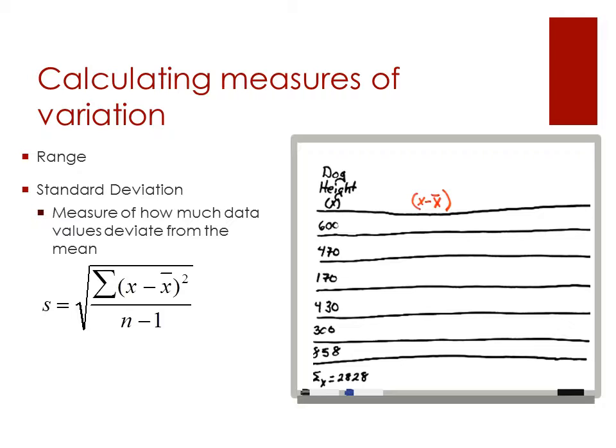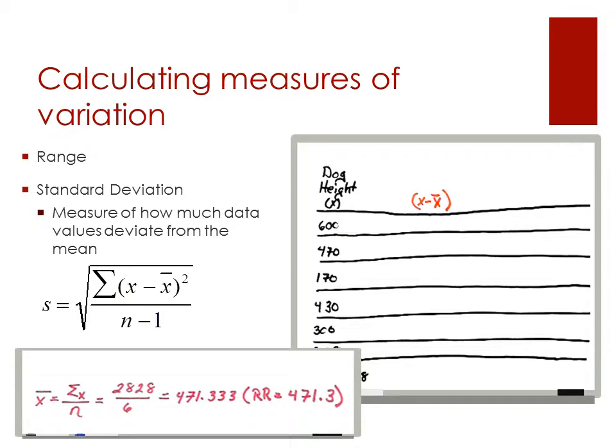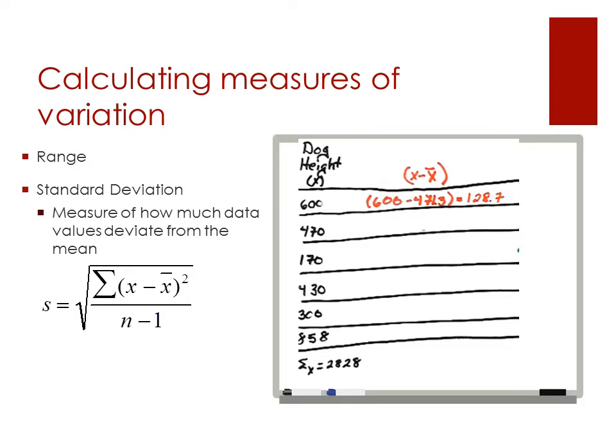So I've got my sum of x there at the bottom. And the next thing I need to move on to doing my formula is my x bar, so my mean. So looking at what we had from our last section, here's my x bar, which is just my sum of x divided by n. Apply my rounding rule, I get 471.3. So we're going to take 471.3 and subtract it from 600 for our first dog height. That's going to give us a value of 128.7. Okay, so that is the value of x minus x bar for the dog with a height of 600.